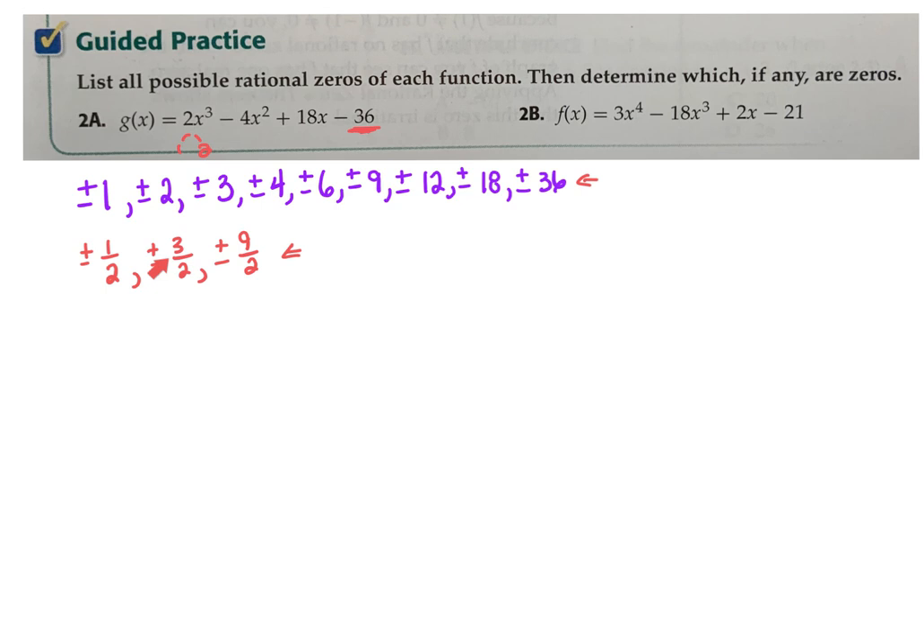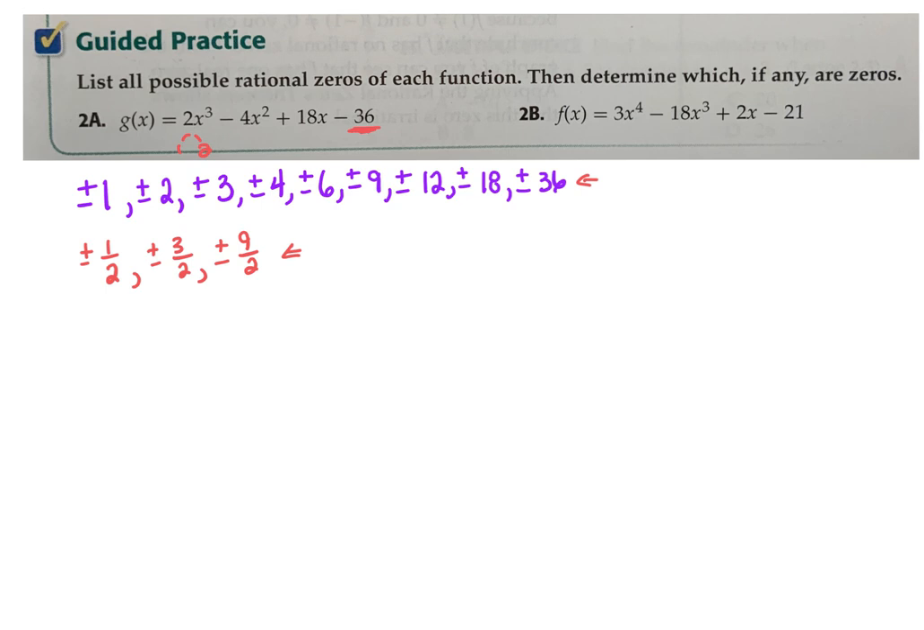3 over 2, that works. 4 over 2, however, is 2, so I'm not going to list it again. 6 over 2 is 3. I'm not going to list it again. 9 over 2, there we go. 12 over 2, I've already listed. 18 over 2, I've already listed. 36 over 2, I've already listed. So if it becomes something you already have, you don't have to list it again. It's just redundant.